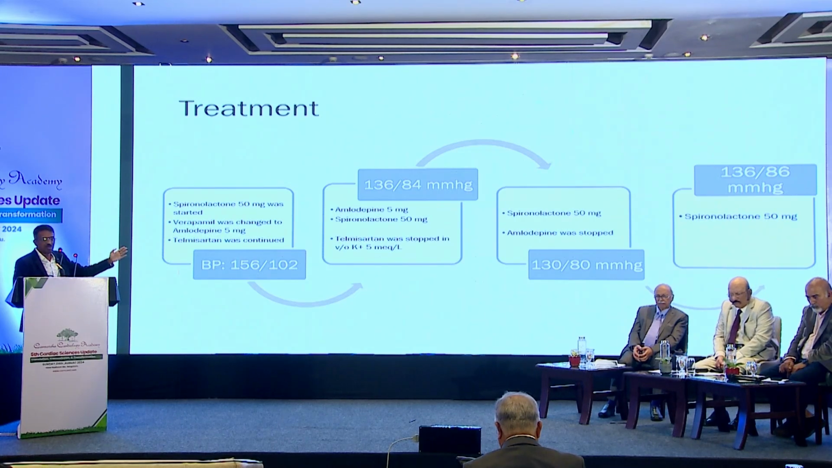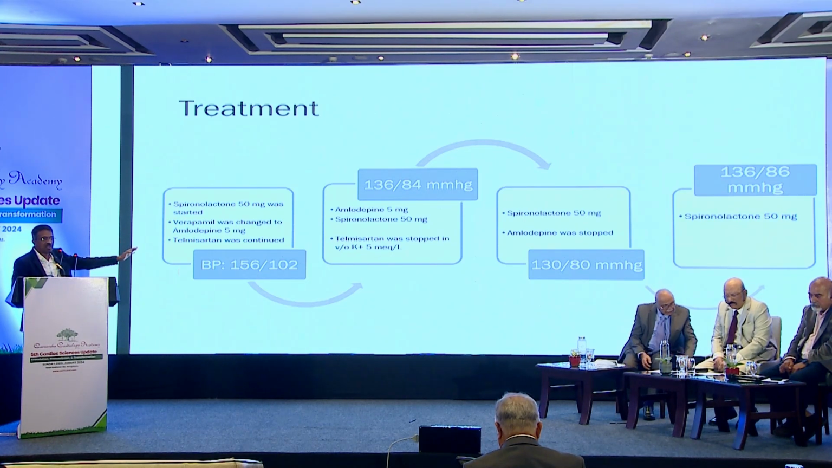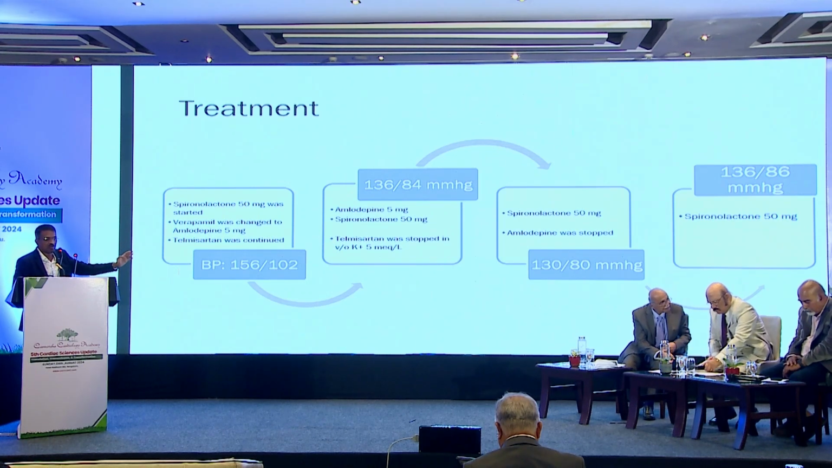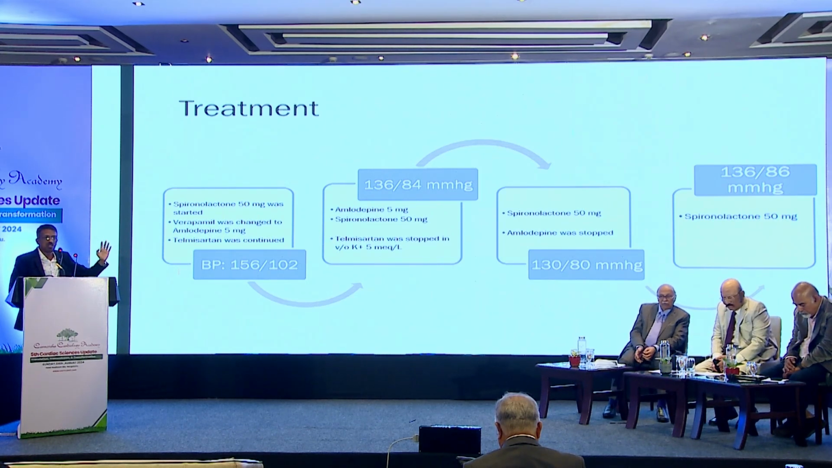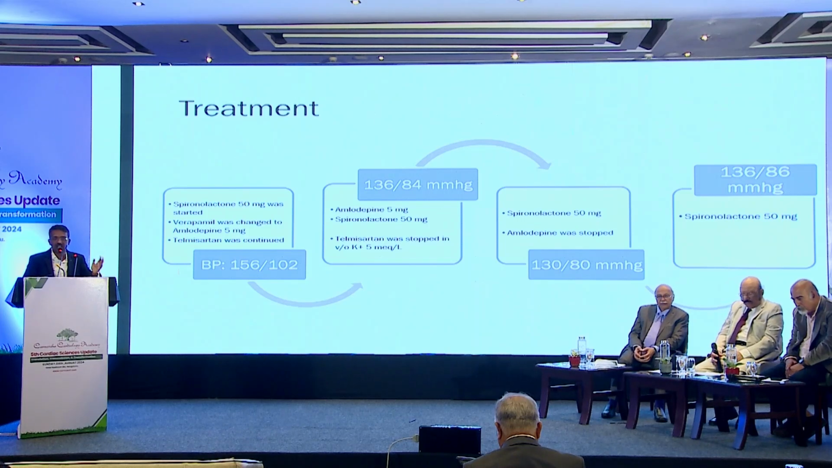I continued amlodipine and spironolactone, and after 1 month, the blood pressure was 130/80. I stopped amlodipine and put the patient only on spironolactone. So once you have targeted the diagnosis and done a proper diagnosis and treated it appropriately, look at this now, we have moved from a resistant hypertension to a simple hypertension which has a wonderful treatment, and our blood pressure has come under very good control just with 50 milligrams of spironolactone.